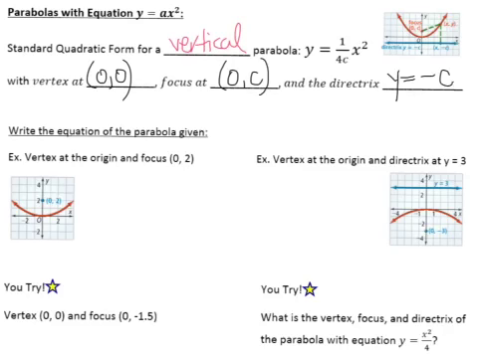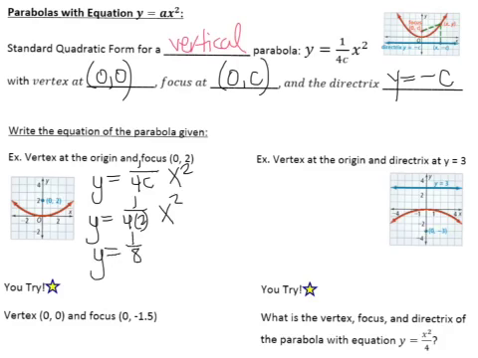Alright, so in our first example, we want to write the equation of the parabola given that the vertex is at the origin and the focus is at the point 0, 2. Anytime it tells us that the vertex is at the origin, we know that we can use our standard form. So we're going to use this form over here. Our focus being at 0, 2 lets us know that c is 2. So now I know I'm using y equals 1 over 4c times x squared, and I know that my c is 2. So it's going to be y equals 1 over 4 times 2 times x squared. And so the equation of this parabola will be y equals 1/8 times x squared.